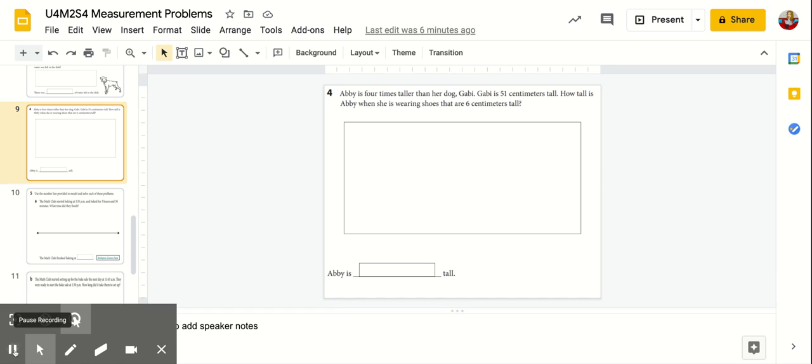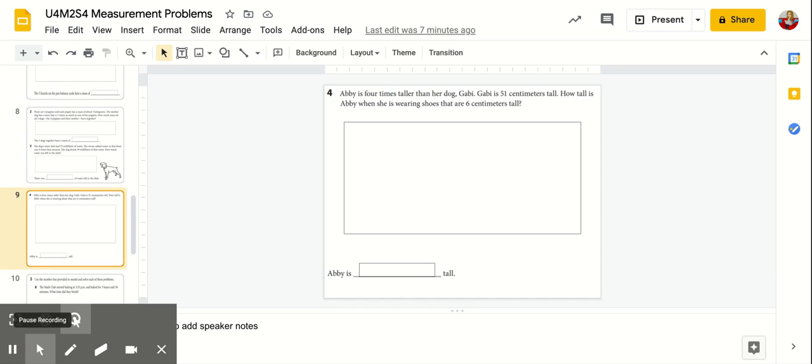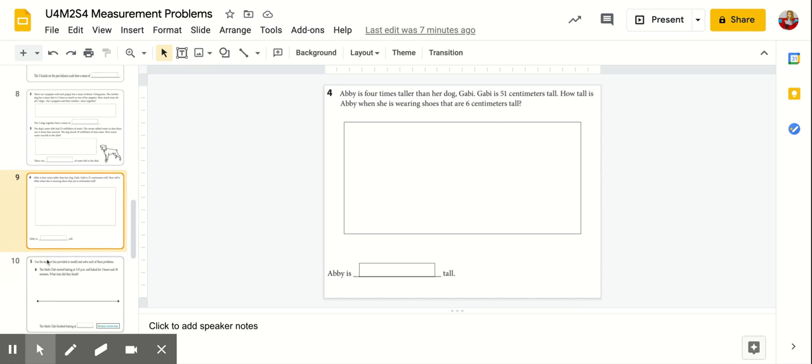Let's pause for a moment. Okay, sorry. So Abby is 4 times taller than her dog. So her dog is 51. Her dog's name is Gabby. Gabby is 51 centimeters tall. So first you have to figure that out. Then how tall is Abby when she's wearing shoes that are 6 centimeters tall? That's the answer that you're going to put here. So first you figure out how tall she is without shoes on, and then you figure out how tall she is with shoes on.